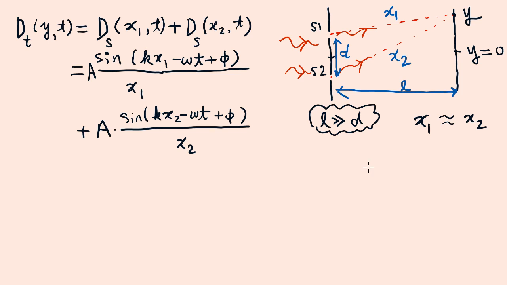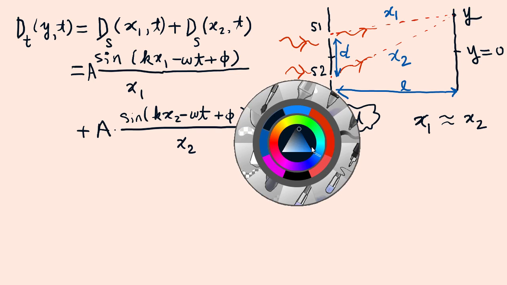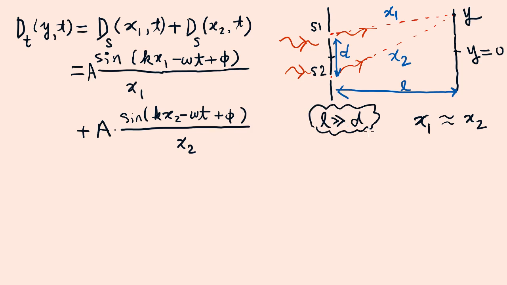However, here we are talking about an interference experiment. Interference experiment is famous for being very sensitive to very minute differences. So here's a length scale that we didn't actually talk about so far, which is the wavelength of the light. So let's say lambda is the wavelength of the light.